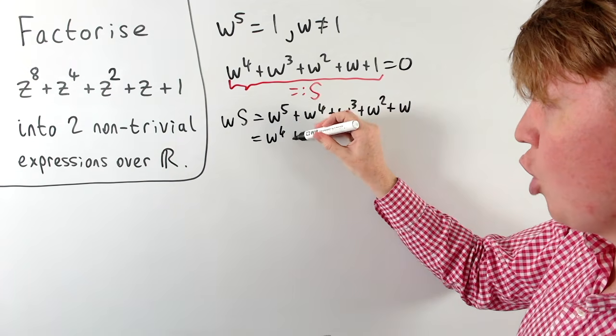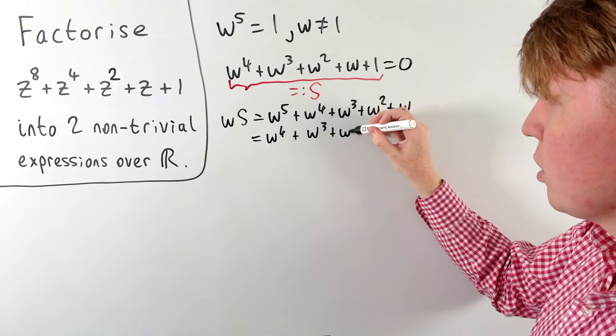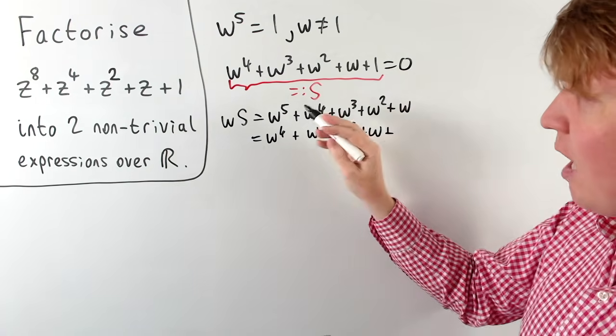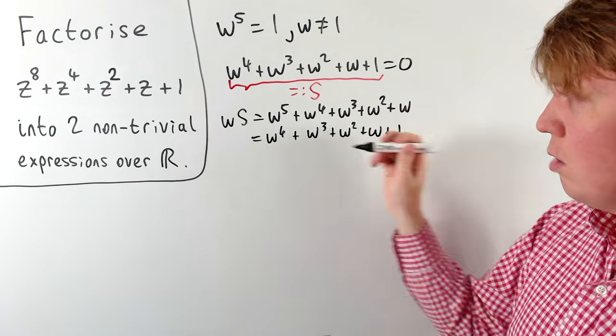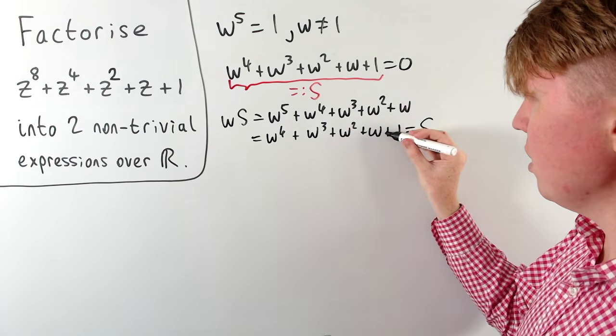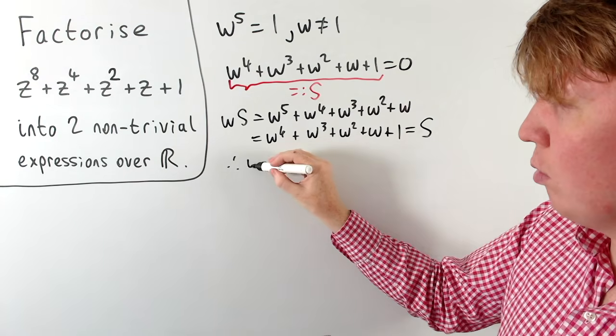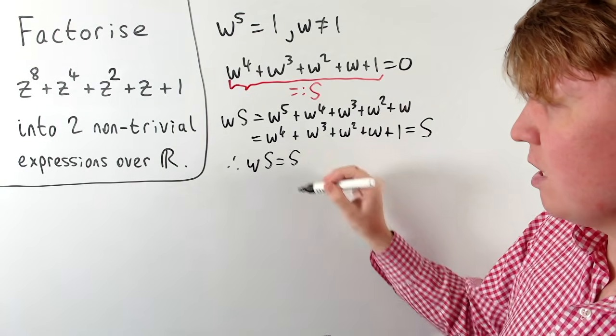And then if we put them in descending order of powers, we've got omega to the 4 plus omega cubed plus omega squared plus omega, and then our omega to the 5 now gives us a plus 1. So you can see this is actually just equal to the original sum. So this is equal to s. So we've shown that omega times s is equal to s.